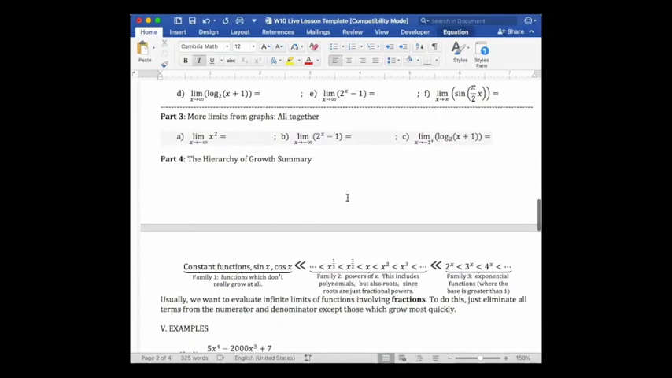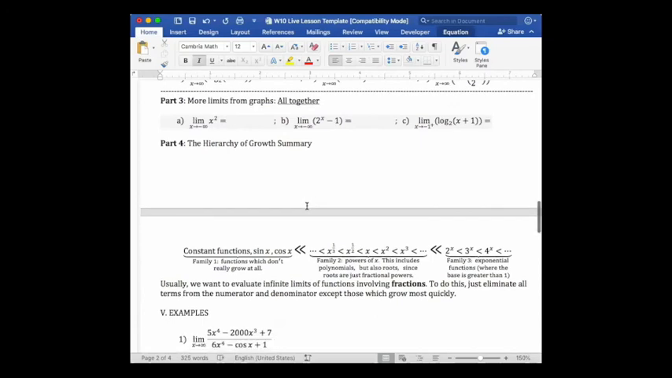Yeah, so remember, the overall objective for this lesson is we want you to be able to evaluate infinite limits without plugging in numbers. We want you to just be able to look at the functions involved and say, this is what the limit is. And the key to doing that is this hierarchy of growth. It's this hierarchy of which functions grow the most quickly and which ones grow the most slowly. We'll see why that is in a second, but for now I just want to make clear what the hierarchy is. Which kinds of functions grow the most quickly, which ones grow the most slowly, and so on.